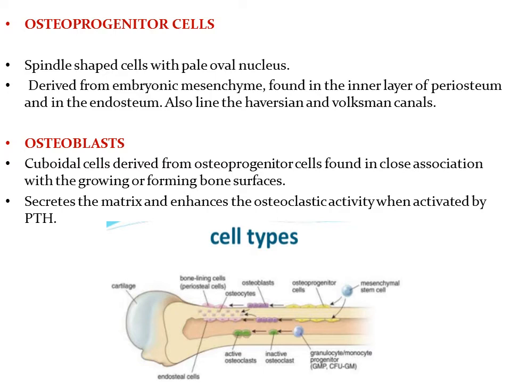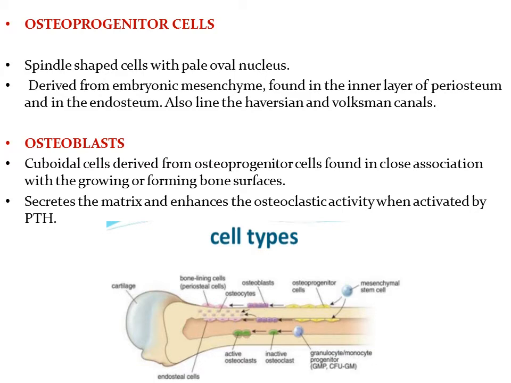When stimulated by injury, the osteoprogenitor cell differentiates into an osteoblast. You can see here in the diagram that these are the mesenchymal stem cells, which are converted into the osteoprogenitor cells that cover the periosteum, and these osteoprogenitor cells then further differentiate into osteoblasts.